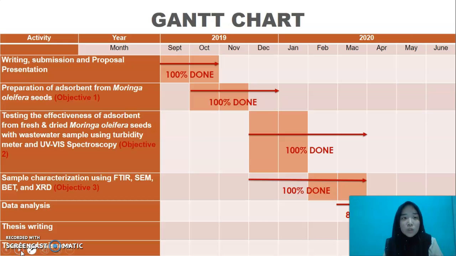And this is my Gantt chart. I have done my writing submission and proposal presentation, my objective 1, my objective 2, and also objective 3. Data analysis is 80% done and thesis writing is 60% done. The thesis submission will be held on June.